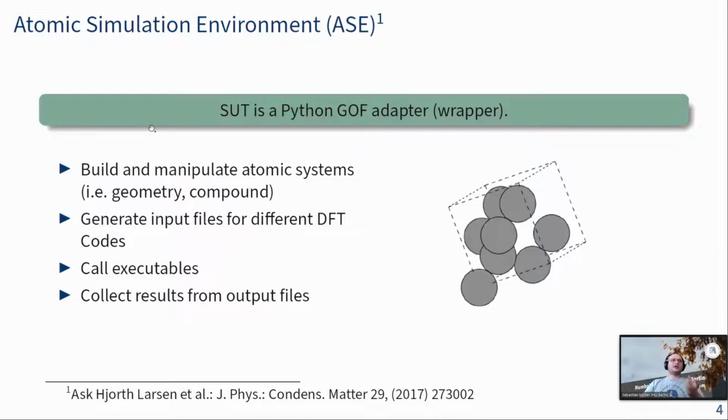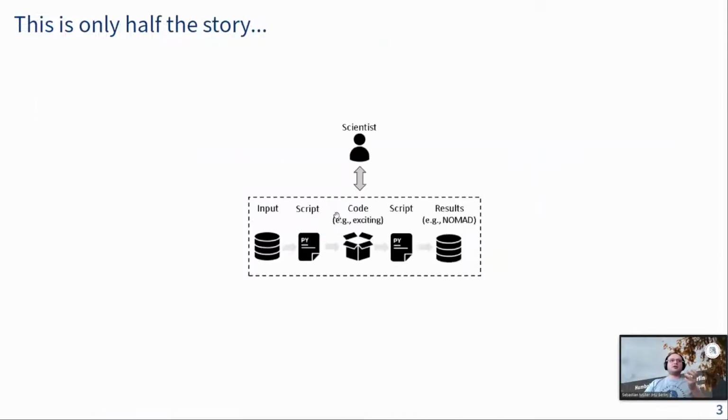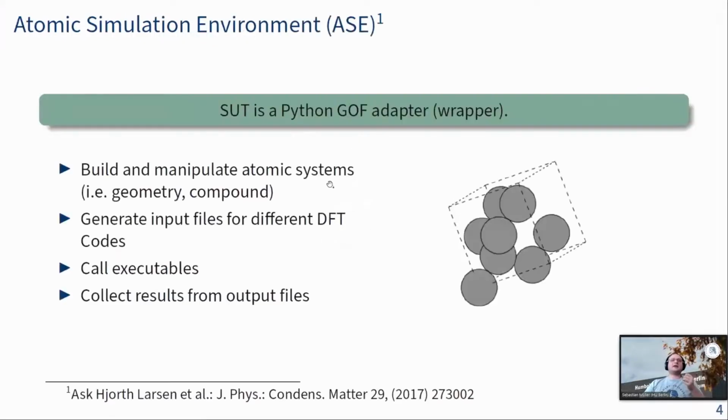So what are we looking at in our study? We are looking at the atomic simulation environment, or ASE. So the software under test is a Python wrapper that is wrapping all of these codes that we have seen here, where we can build, manipulate, and basically do every single thing to these atomic systems that we have in our mind to simulate. We can create and generate input files for these different DFT codes.